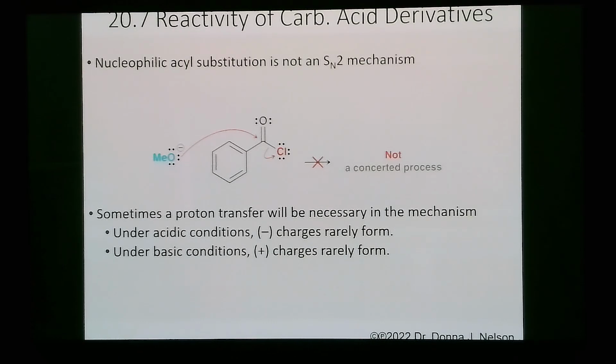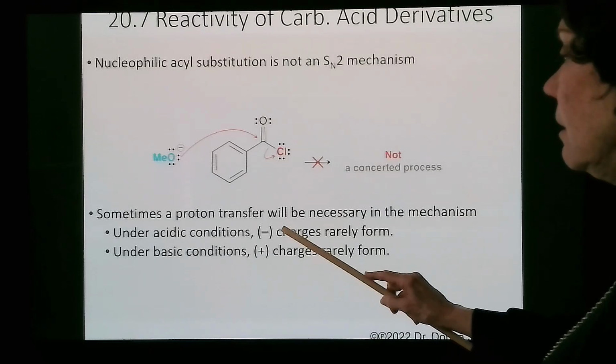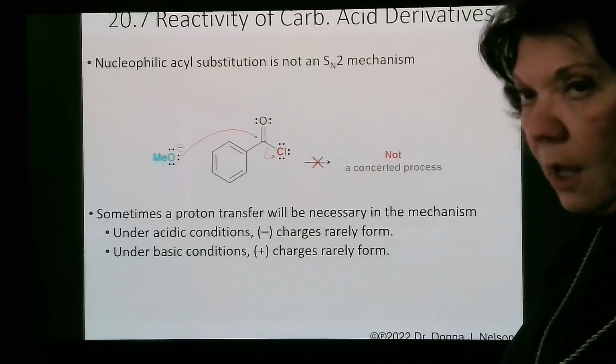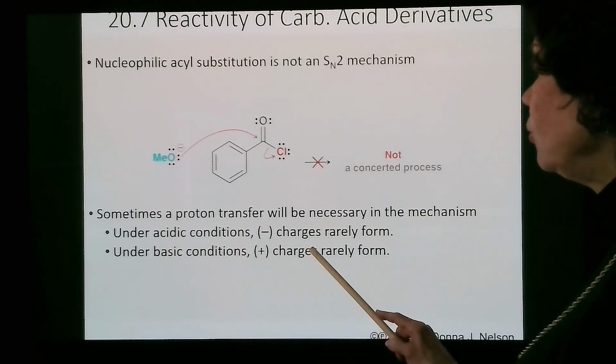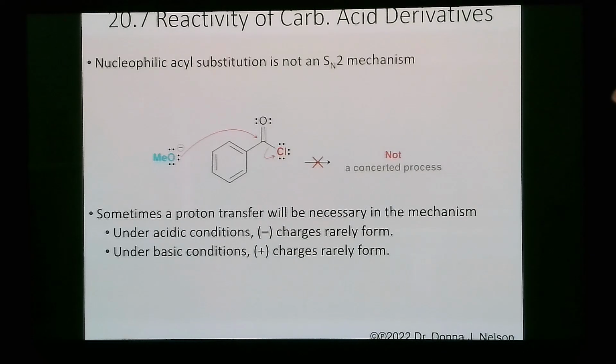Remember that we're going to start looking at some mechanisms. Remember, as we're doing this, under acidic conditions, negative charges will not be formed. Under basic conditions, positive charges won't be formed. Sometimes a proton transfer may be necessary, and you'll just have to be flexible and be able to look at it and recognize if a proton transfer is needed.